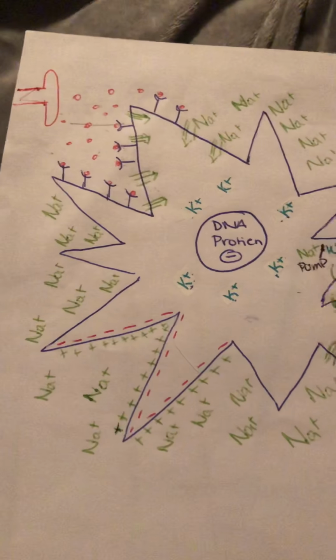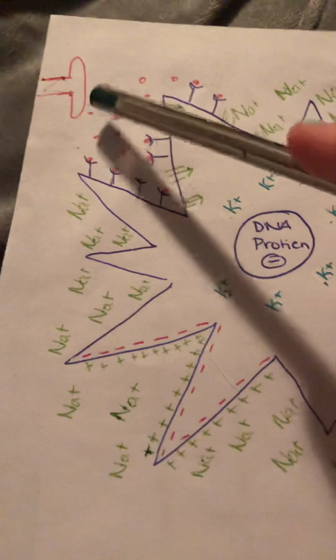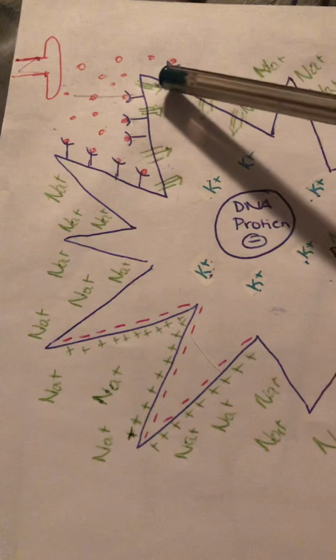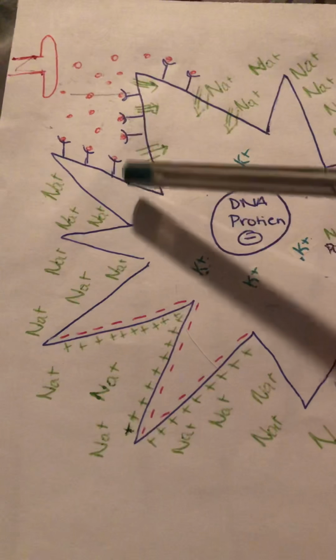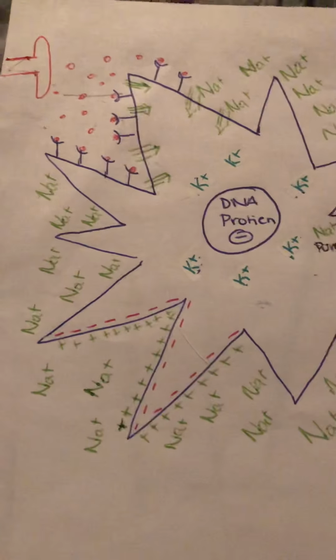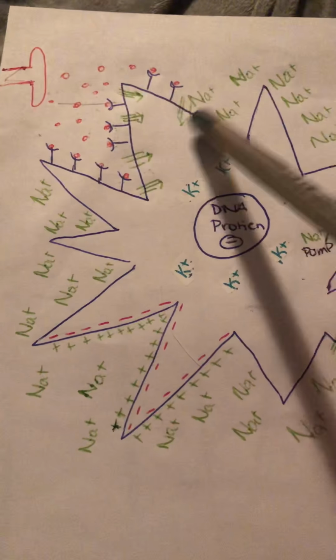So in the first step of an action potential, neurotransmitters are released from the presynaptic neuron, and they diffuse across the synapse and bind to receptors located on the dendrites. And when they bind to these receptors, it will cause ligand-gated channels to open here and will allow calcium to enter the cell.